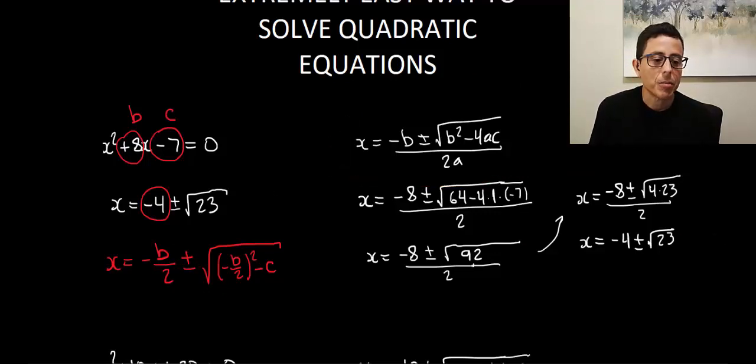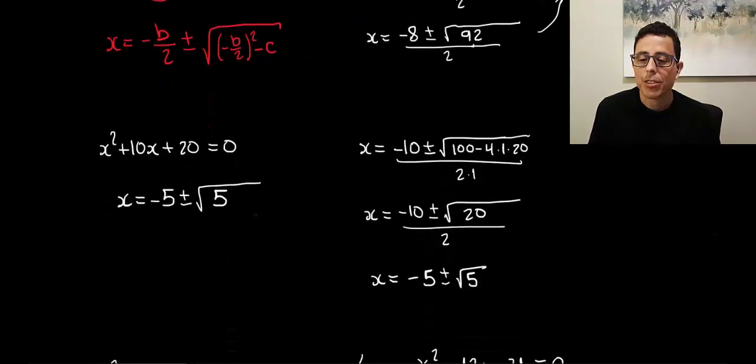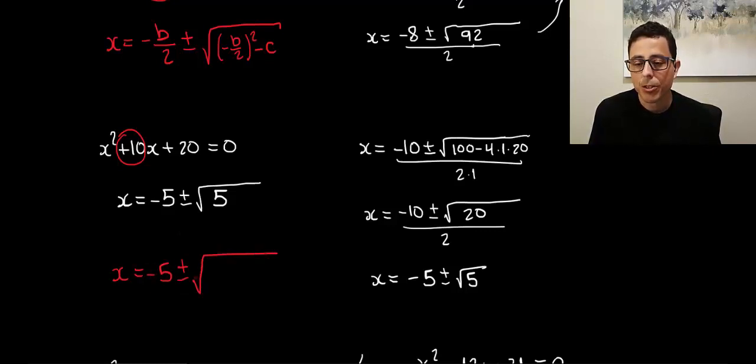Let's look at the next example. So here, I took the number 10, divide by 2, that gives me 5, and then put it opposite, or put a negative sign there, and then plus or minus the square root. Now what do I put inside the square root? Take this number and I square it, it's 25, minus 20, that gives me 5. So it's very quick and easy.